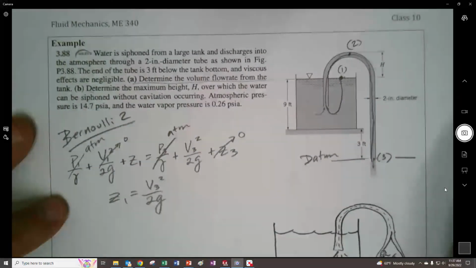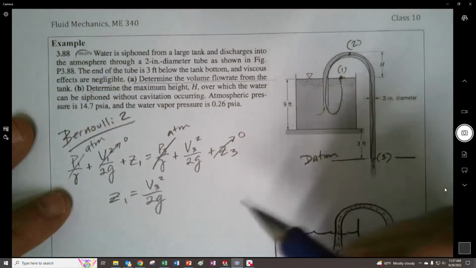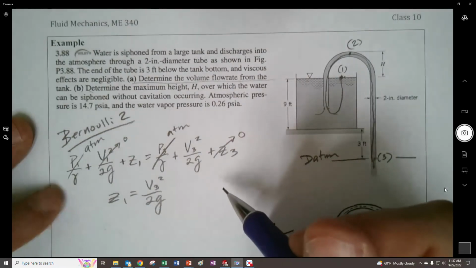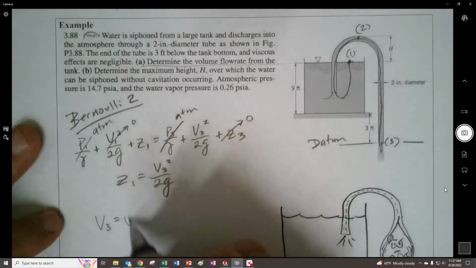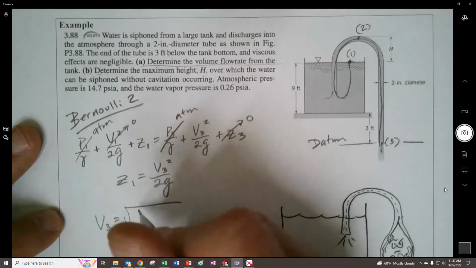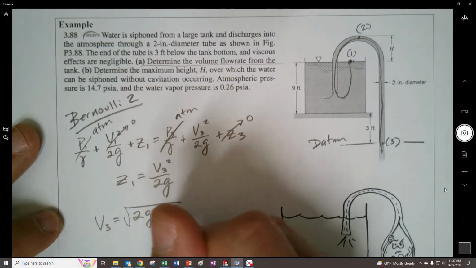Notably, density or specific weight doesn't even come into play. And if you recall, this is really the Torricelli equation once again. V3 squared equals 2g Z1.